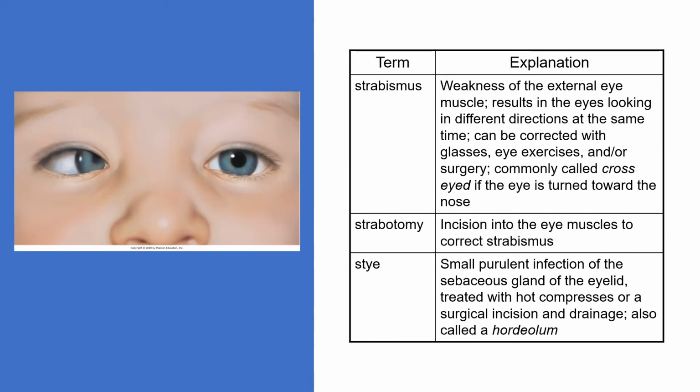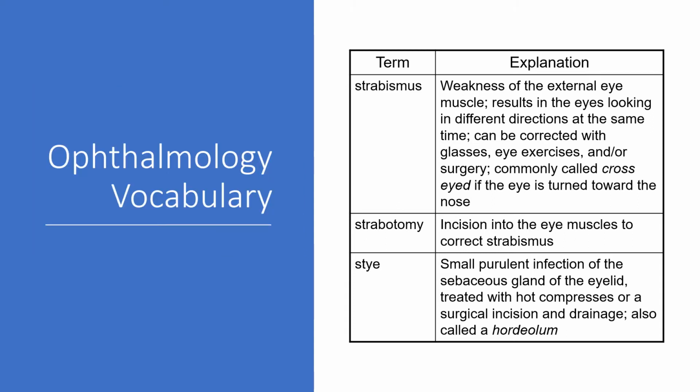Strabismus is the weakness of the external eye muscle that results in the eyes looking in different directions at the same time. It can be corrected with glasses, eye exercises, or surgery, and it's commonly called cross-eyed if the eye is turned towards the nose. Strabotomy is an incision into the eye muscles to correct strabismus.